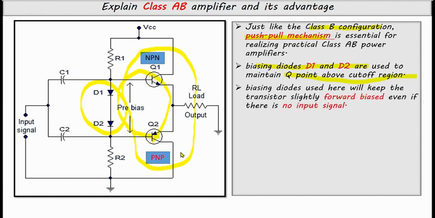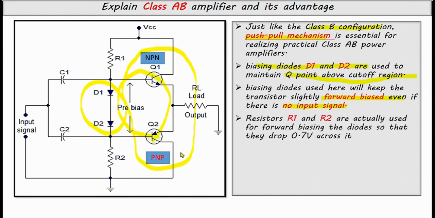The biasing diodes used here will keep the transistors slightly forward biased even if there is no input signal. This is the main point. The BJTs are forward biased even if there is no input signal. And these are the R1 and R2 resistors. R1 and R2 are actually used to forward bias the diodes so that there will be a drop of 0.7 volt across them.